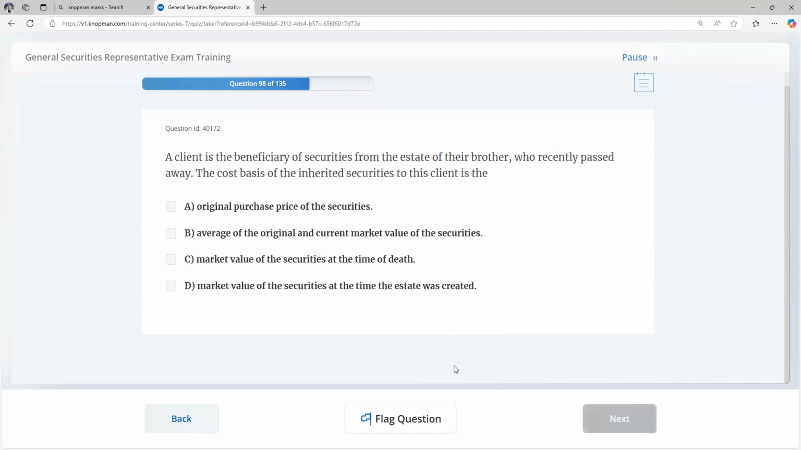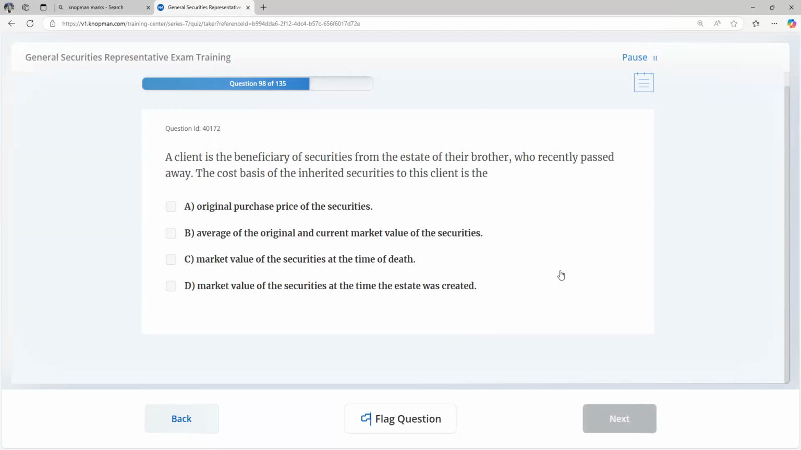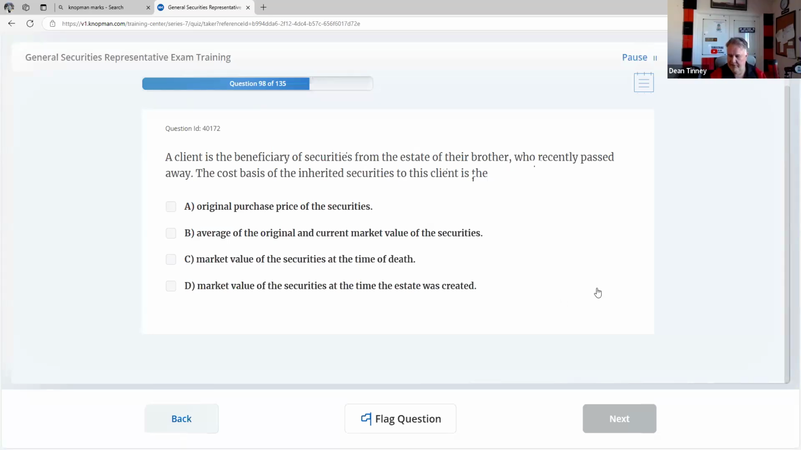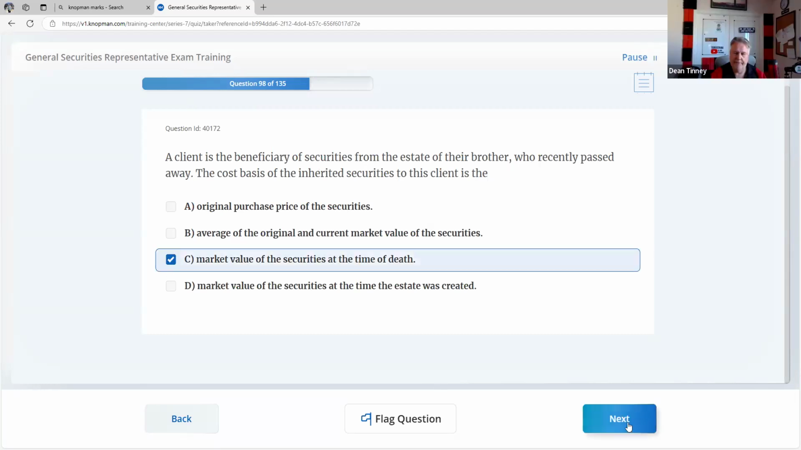Yeah, I'm with you. A client is a beneficiary of securities from the estate of their brother who recently passed away. The cost basis of inherited securities is... Okay, so the client is a beneficiary of securities. This is very much a test question. It's the market value at the time of death. Right on, step up.